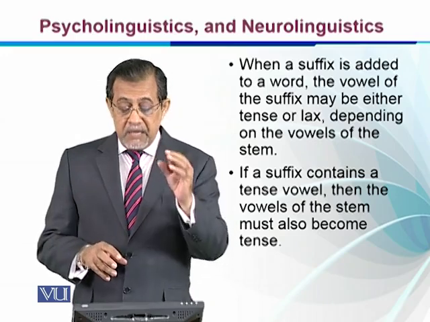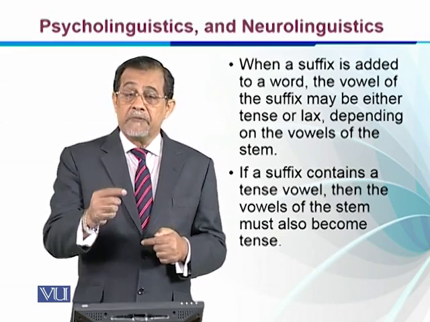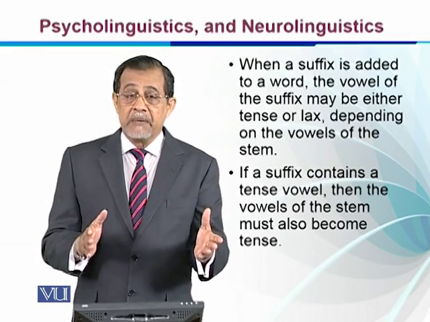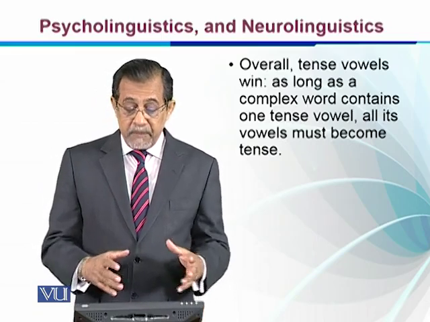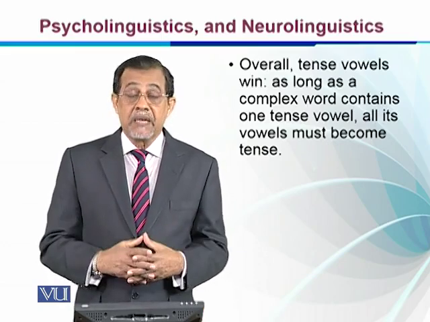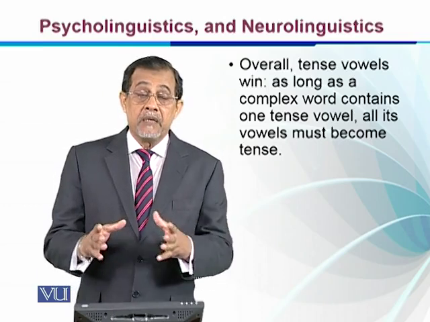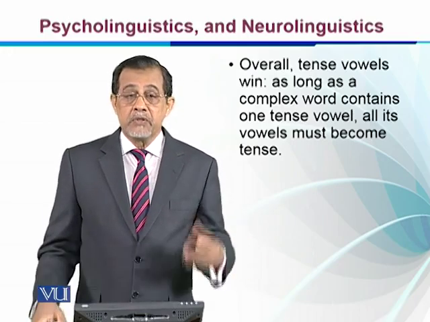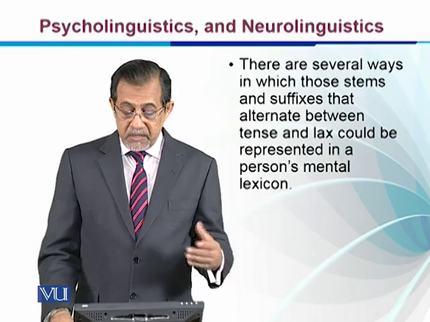If a suffix contains a tense vowel, then the vowels of the stem must also become tense. So the suffix will make the vowel of the stem according to its type. If it is tense, it will become tense. If it is lax, it will become lax. Overall, tense vowels win: as long as a complex word contains one tense vowel, all its vowels must also become tense. So in this case, if the affix has a tense vowel, it will affect the stem and change its vowels to tense vowels.